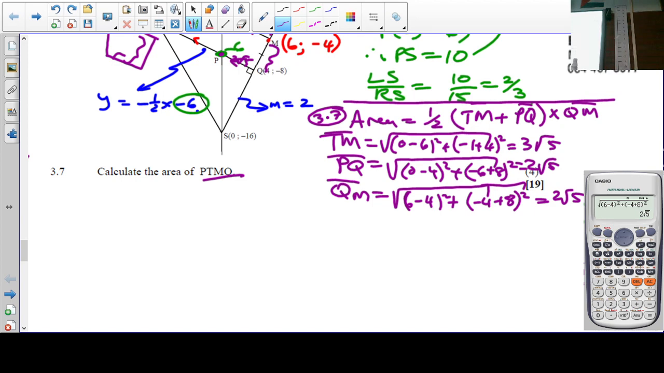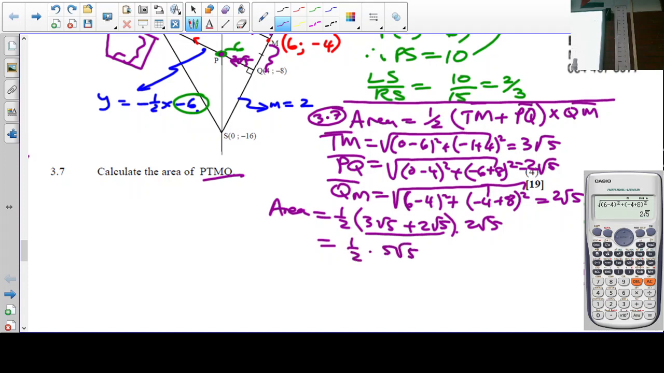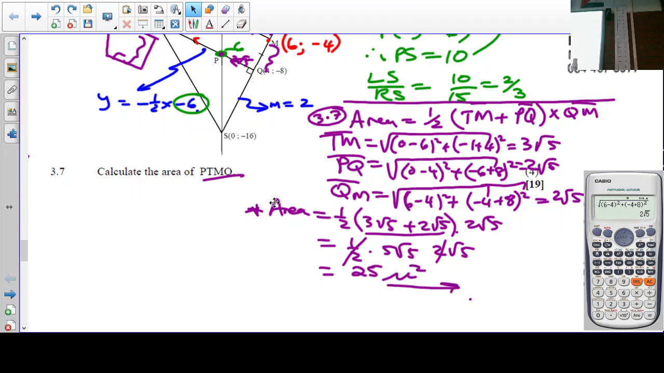Now we can substitute that back into the area formula. So area is equal to half, TM which is 3 root 5, plus PQ 2 root 5, times QM 2 root 5. So 3 root 5 plus 2 root 5 is 5 root 5. So it's a half times 5 root 5 times 2 root 5. The half cancels the 2, so root 5 times root 5 is 5, times 5 is 25. So 25 units squared is the answer to question 3.7.